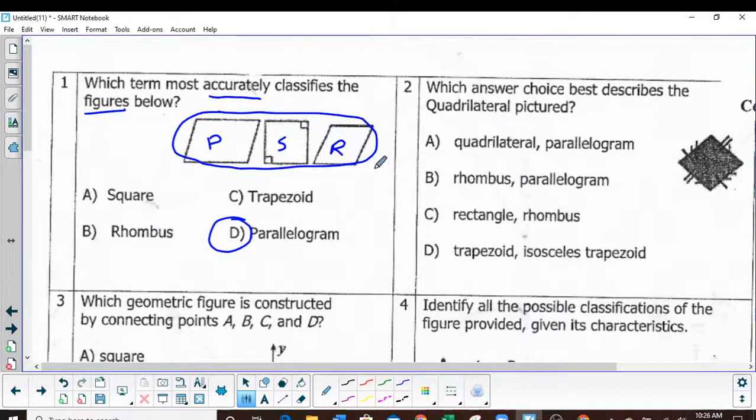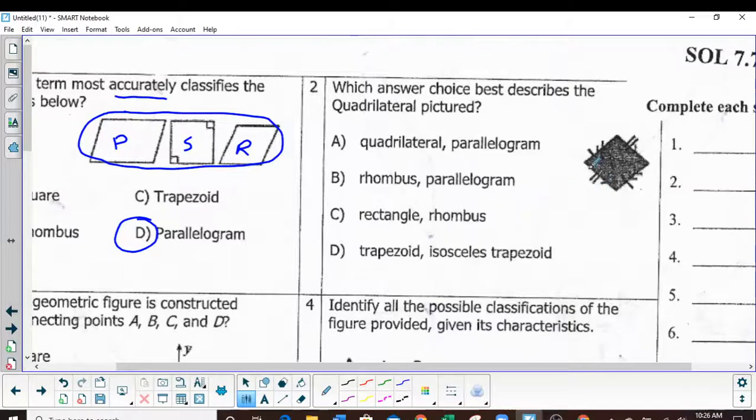Number 2 says, which answer choice best describes the quadrilateral pictured? That picture's terrible, I'll tell you that much. It's got 2 marks here, meaning these 2 sides are congruent, and then it's got a single mark, I know it's hard to see, right there and right there, and then these are arrows that mark parallel. So we know all 4 sides are not the same, so the only thing that would work for that is a quadrilateral and a parallelogram.